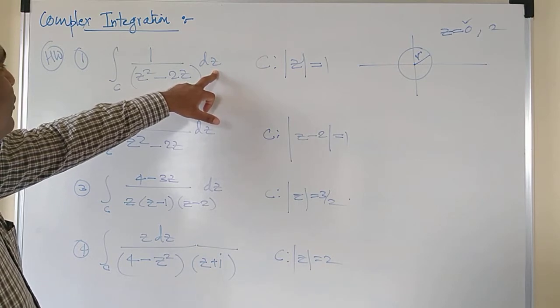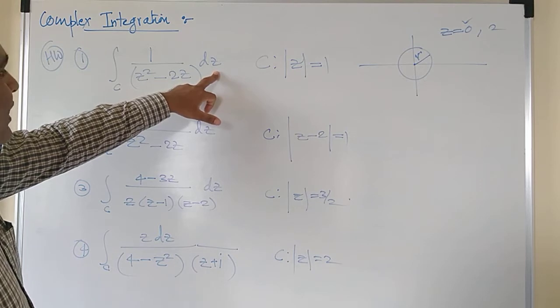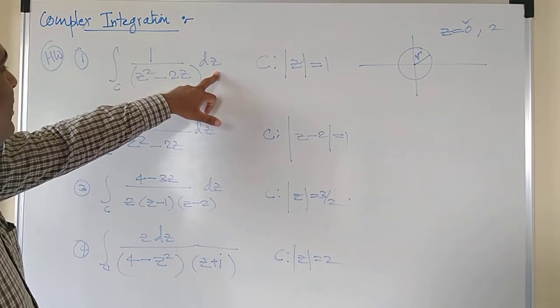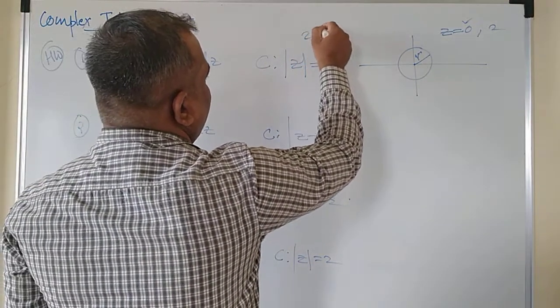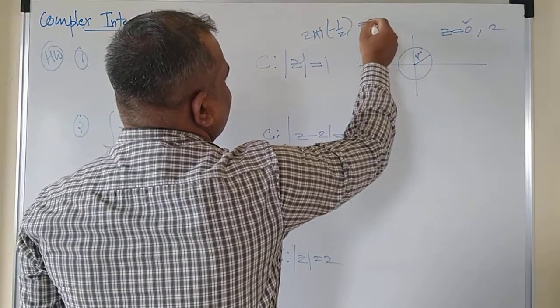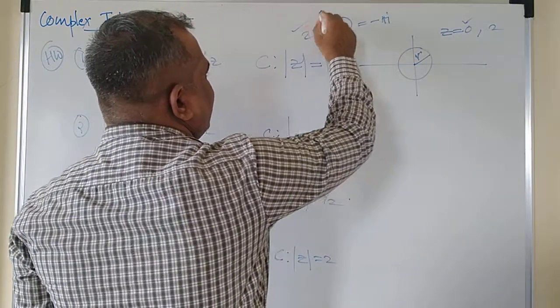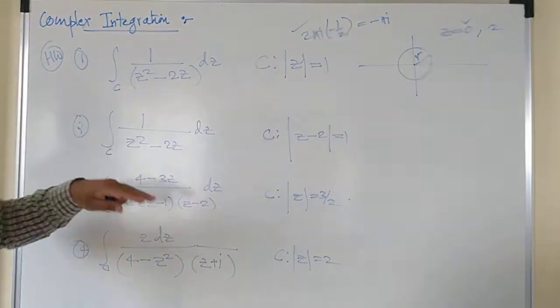So in z minus 2, you put z equals 0, you will get 1 upon minus 2, which of course will be minus half. So 2 pi i into minus half, the answer will be minus pi i. So in this way you need to solve this.